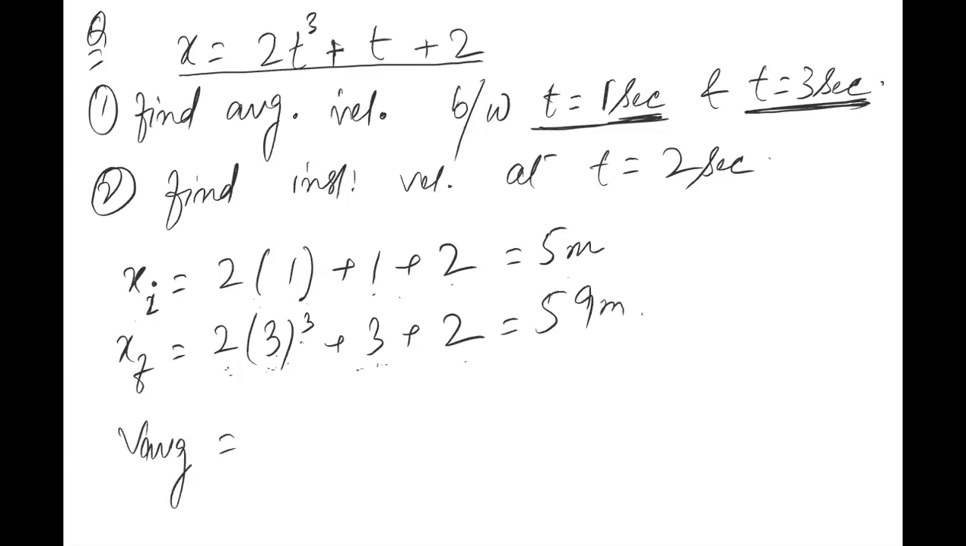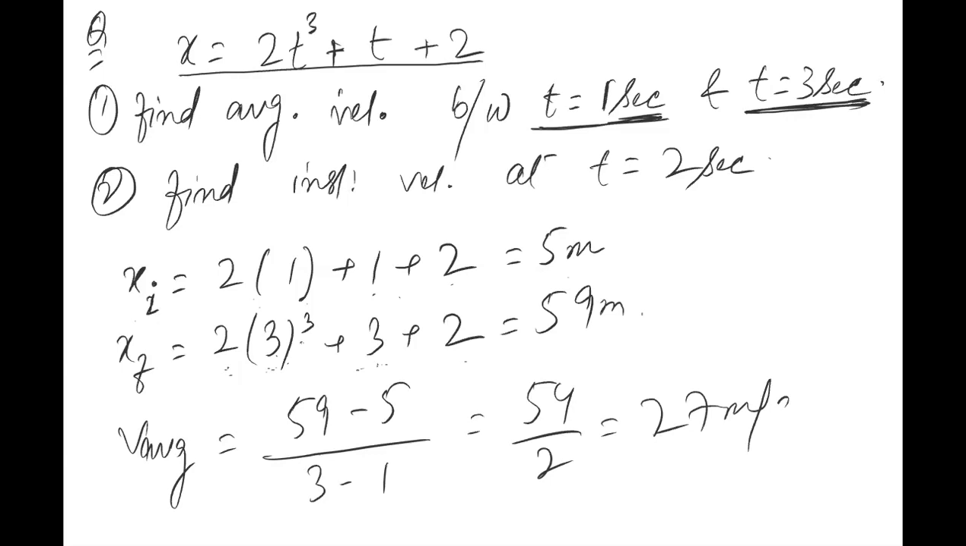So average velocity would be equal to what? Average velocity would be equal to 59 minus 5 divided by 3 minus 1. That is equal to 54 by 2. That is equal to 27 meter per second.